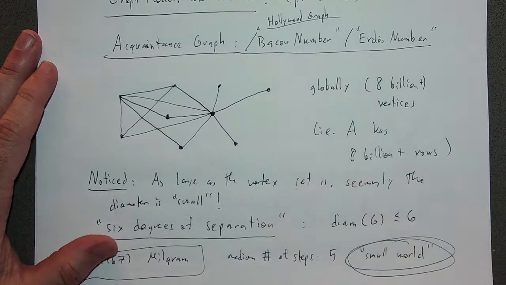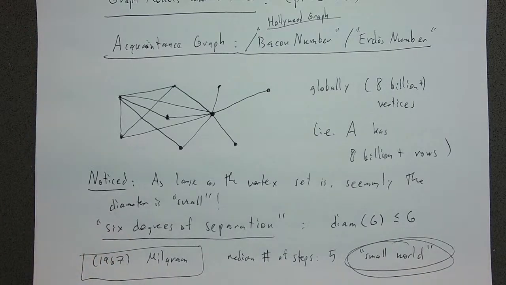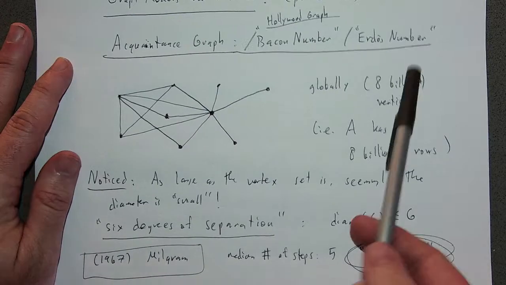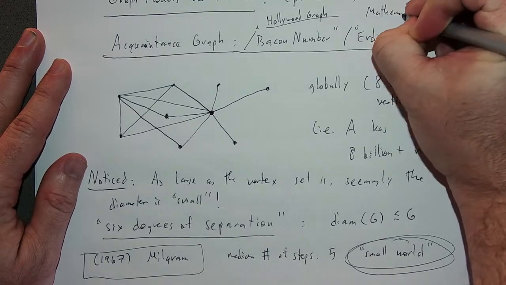But a Bacon number was originally popularized with a focus on the actor Kevin Bacon, because he's been in a lot of movies with a lot of different people. This is why it's popularly known as the Bacon number, and people have computed various Bacon numbers for different actors and actresses. Erdős number, this would be like the mathematician graph.